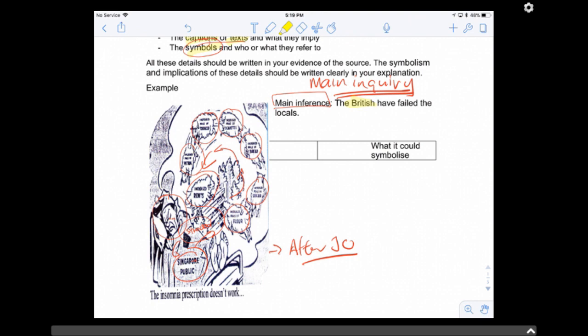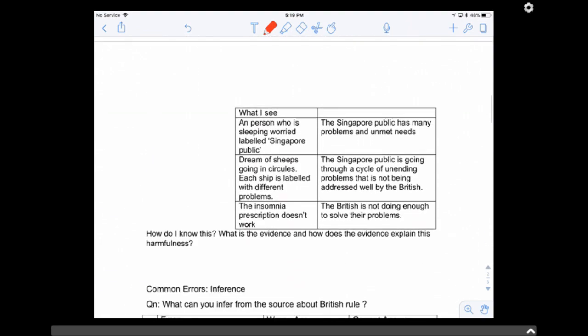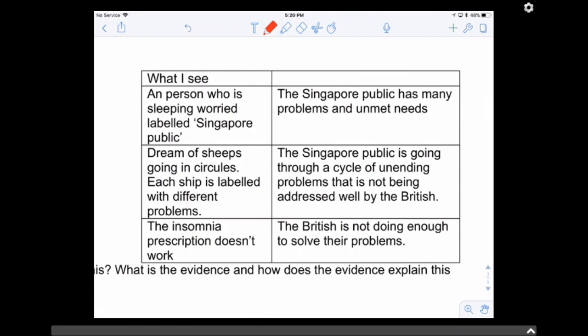Short and sweet: the British have failed the locals, or have not provided enough for the basic needs of the locals. They have not been an effective government providing for the locals. How do you know this? Because when I look at the picture itself, I see someone who is sleeping, worried, labeled Singapore. Then when I explain, I can say this implies that the Singapore public have many problems, many unmet needs.